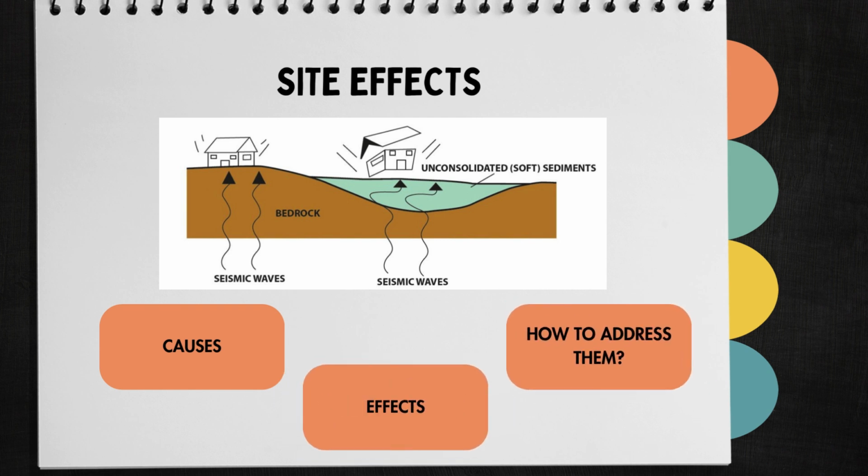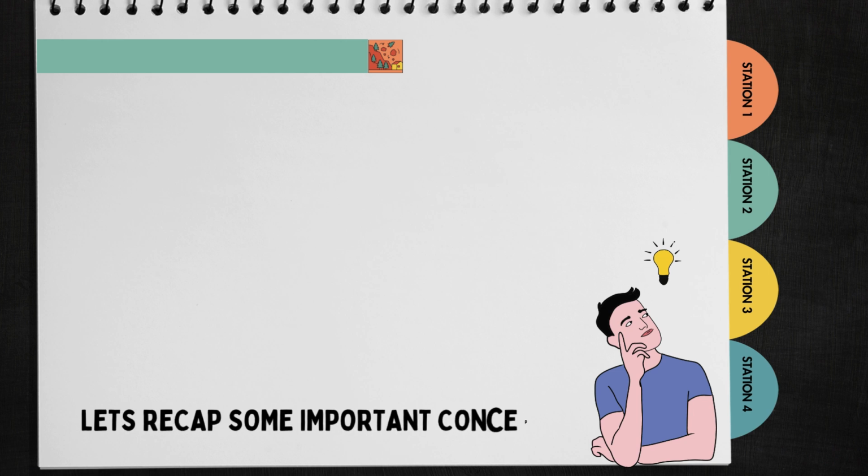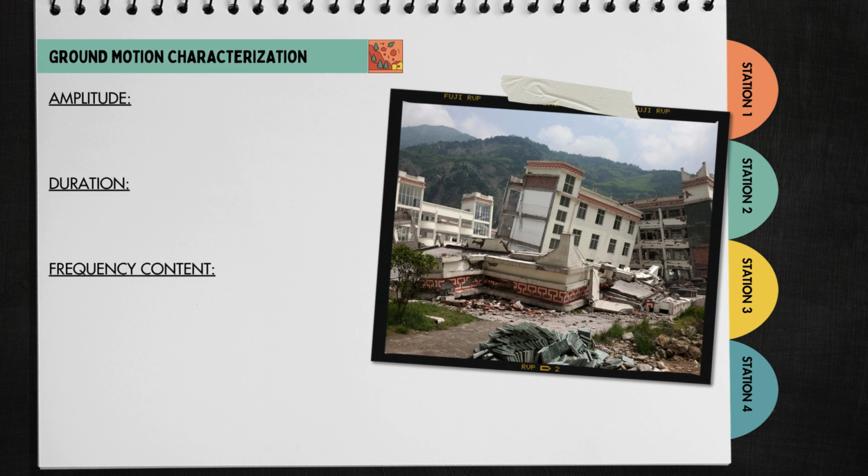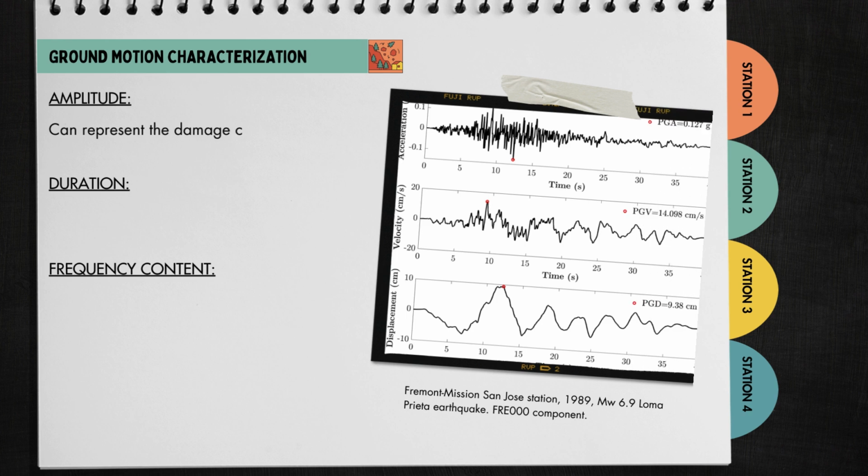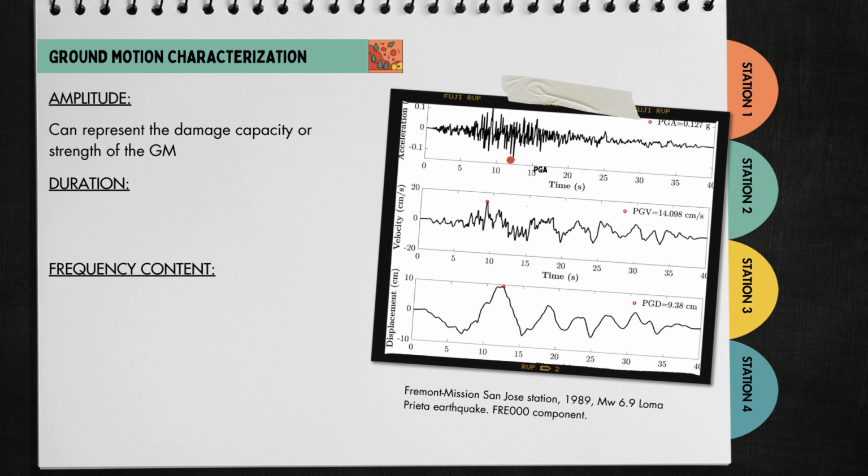design of structures. Before we start with site effects, let's recap some important concepts. In earthquake engineering, we characterize ground motions using several indices that correlate with damage potential, including amplitude, duration, and frequency content. The amplitude is usually described using the largest value of ground motion records. This can be maximum acceleration, PGA, maximum velocity, PGV, or maximum displacement, PGD.